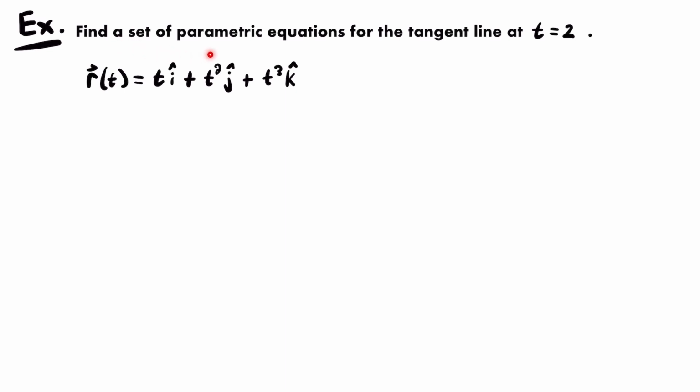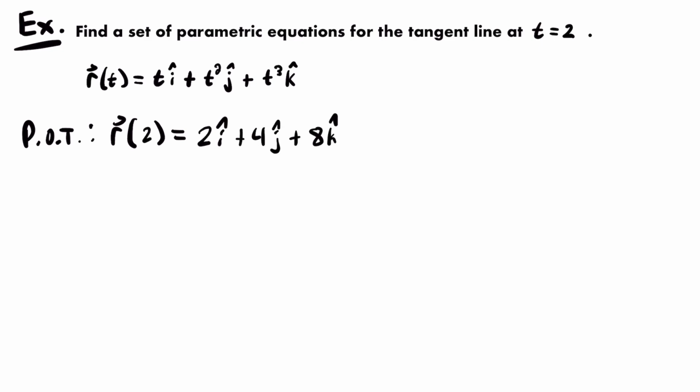In order to find a set of parametric equations for the tangent line at t equals 2 for this vector function, we first need to find a point. And so that would be the point of tangency. So what we want to do is plug this value of t into our vector function. So the point of tangency, we can find that by taking r of 2, and that will give us 2 times i plus 4 times j plus 8 times k, right? t is 2, 2 squared is 4, and 2 cubed is 8.